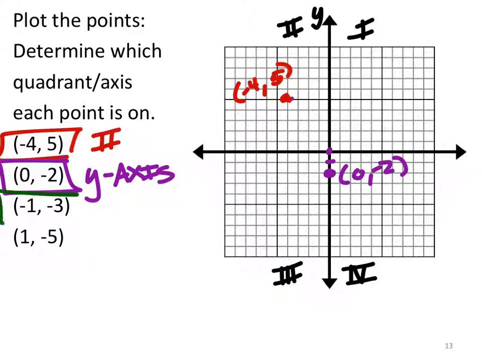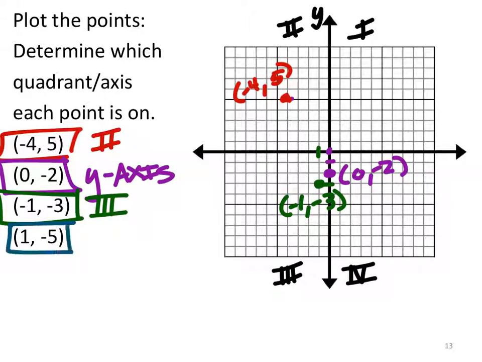The next point we'll put in green, at negative 1, negative 3. So the x value is at negative 1. The y value is at negative 3. That gives us this point at negative 1, negative 3. And which quadrant is this one in? Yep, 3.